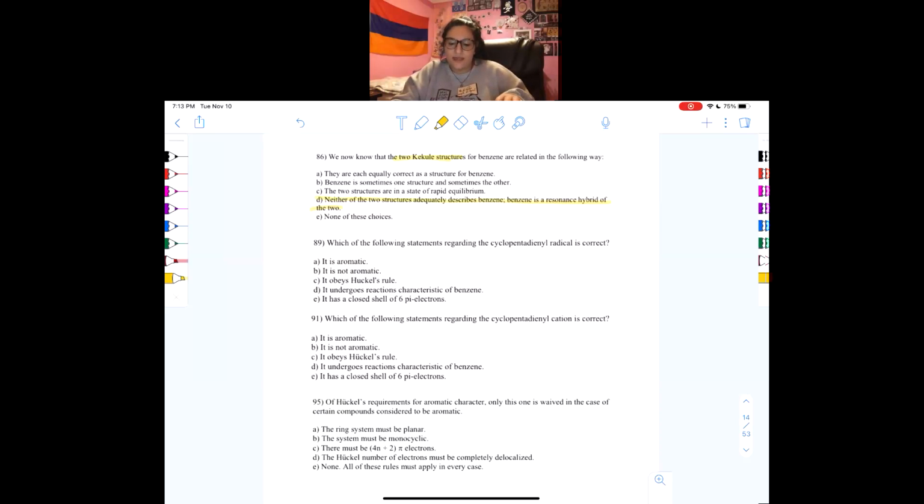For 89, which of the following is true regarding the cyclopentadienyl radical? And I will draw that out for you guys. That is this. This molecule is cyclic, planar, fully conjugated, and it has 5 pi electrons. So what do you guys think is the answer to 89? B, exactly. It is not aromatic. Awesome.